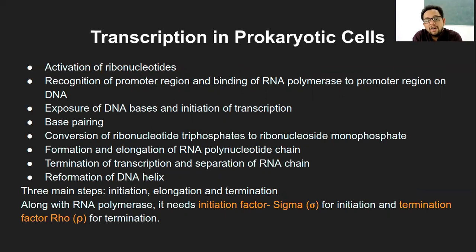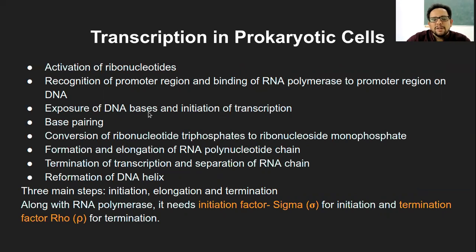Then, recognition of the promoter region and the binding of RNA polymerase to the promoter region. We already know what the promoter region is, which will have the start boxes, which will be recognized by certain proteins along with RNA polymerase. That way RNA polymerase will be recruited at the promoter region before the ATG, or the start codon, of the DNA molecule.